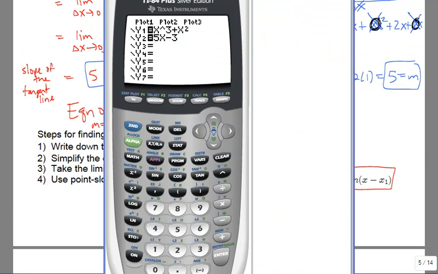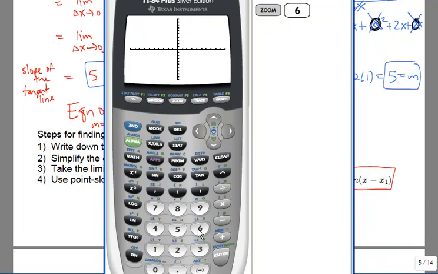So on my calculator, I have typed into my y1 the equation of our curve, which was x cubed plus x squared. And then in y2, I've gone ahead and typed in my equation of the tangent line that we came up with, which was y equals 5x minus 3. So let's start with just a zoom standard. And what we should see is our cubic function, and then we should see that tangent line. Now we're going to go ahead and try and see what happens as we look a little bit closer at our point in question, which was that 1, 2.